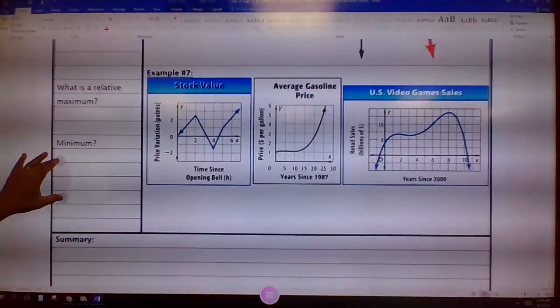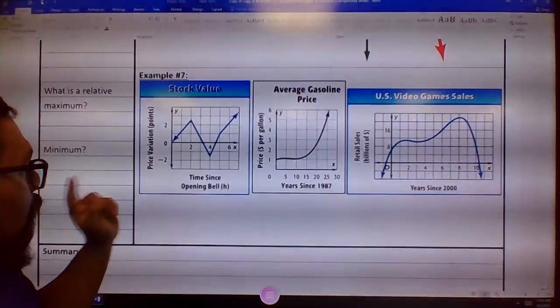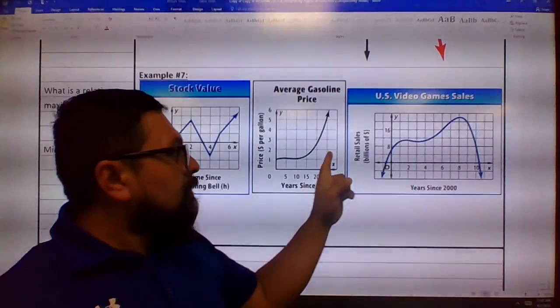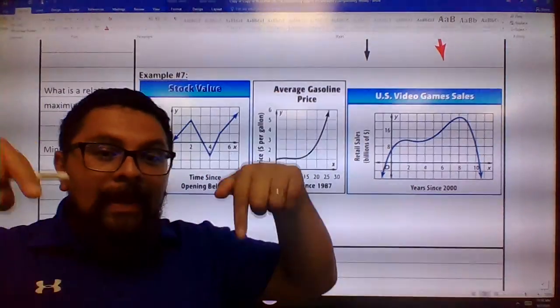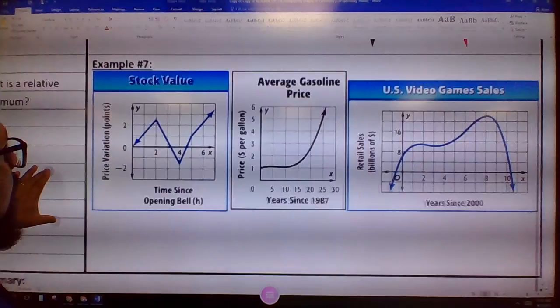Example number 7. We went over the first one. We did not go over the second or the third one. I'm going to go ahead and give you the answers now. For this one, let me go ahead and save this one.